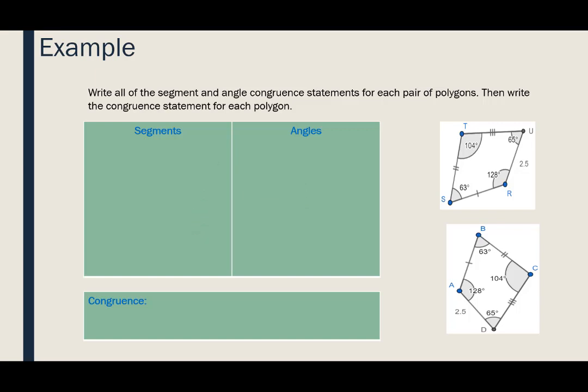Okay, so you've tried it. Let's go through the segments. I'm going to start with the polygon on the top and then do the ones on the bottom. So on the top, my first segment I see is TU. So segment TU has 3 congruent marks. The segment on the bottom with 3 congruent marks I see is segment DC. So TU is congruent to CD.